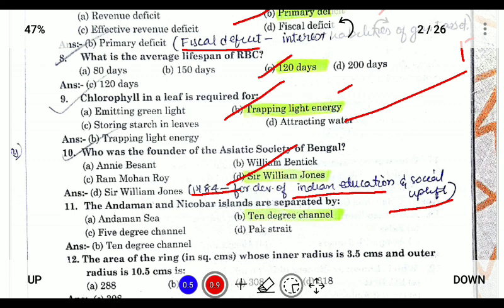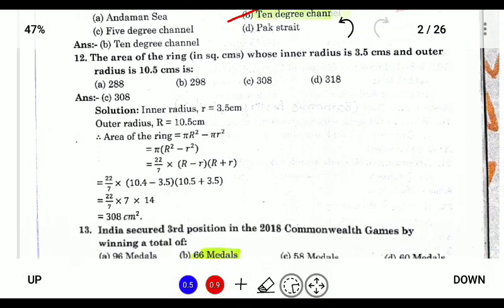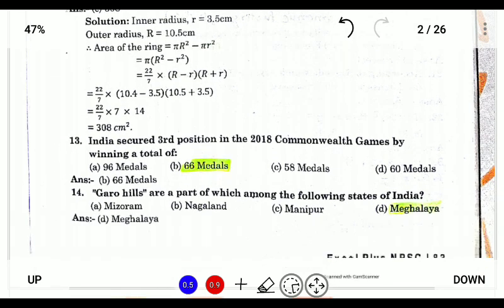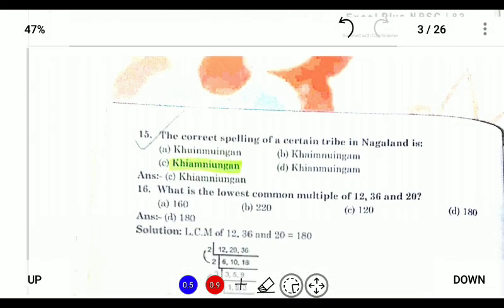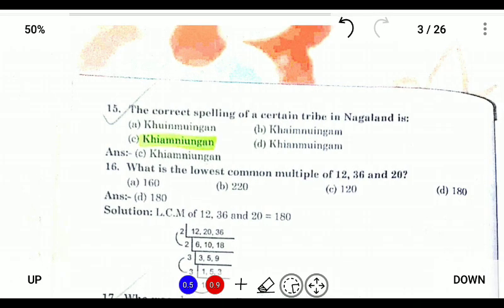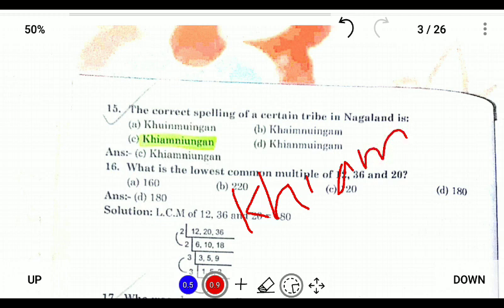The Andaman and Nicobar Islands are separated by the Ten Degree Channel. So this is numericals. Next, Garo Hills is a part of which of the following states of India? Meghalaya is the answer. Garo Hills are part of Meghalaya. The correct spelling of a certain tribe of Nagaland is Khiamniungan. So the answer is C, Khiamniungan.